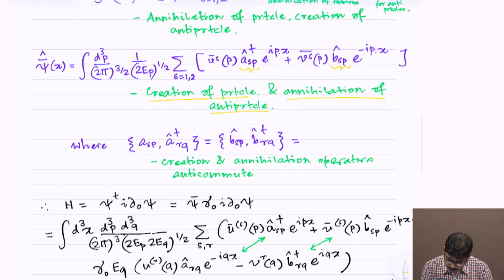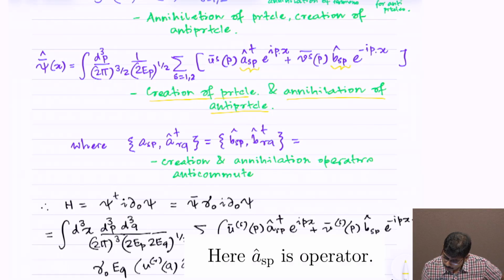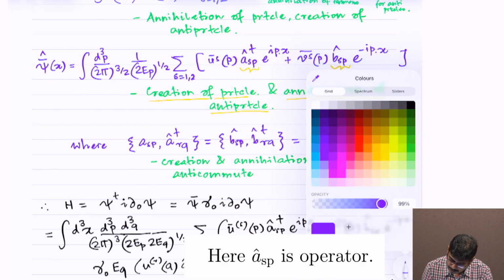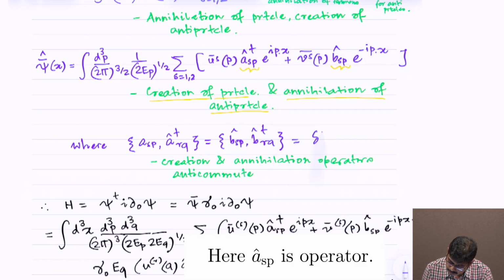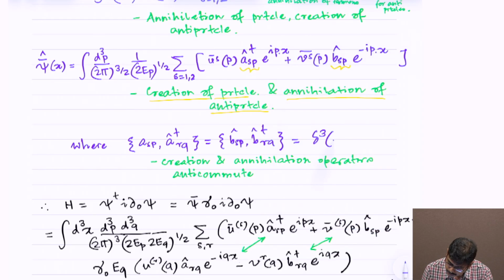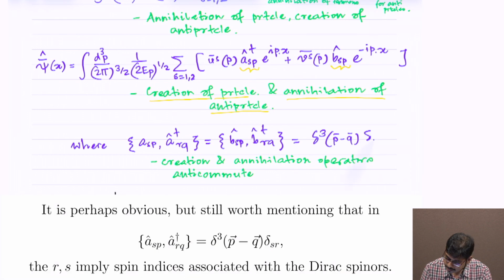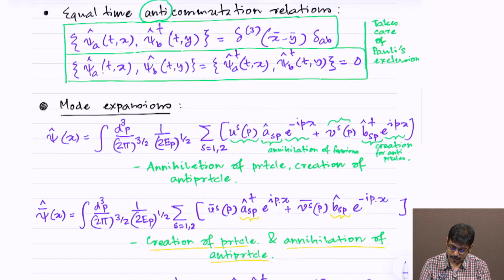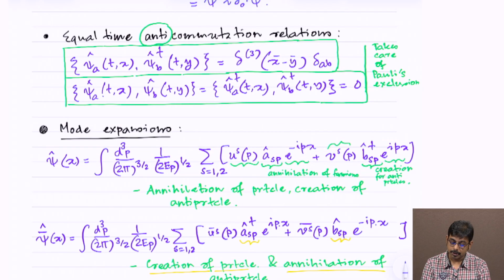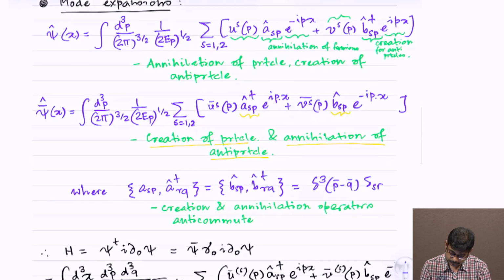Okay, so what will this be? ASP anti-commutation with ARP dagger, that will be equal to BSP comma BRQ dagger, that will have basically delta cube of P minus Q, where P and Q are the momentum indices, and of course, I must have delta of S and R. So, that is what we must have. This anti-commutation relation, if you use it together with the mode expansion, will actually give you the anti-commutation relations that you have defined for the fields themselves.